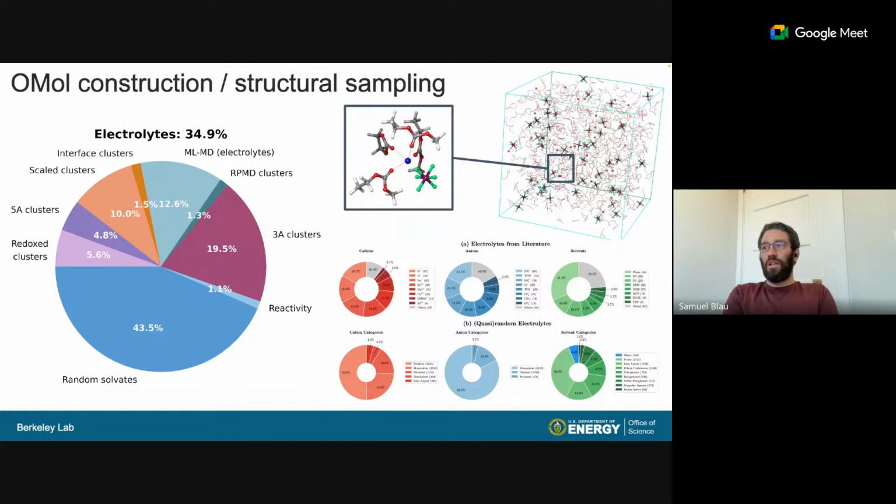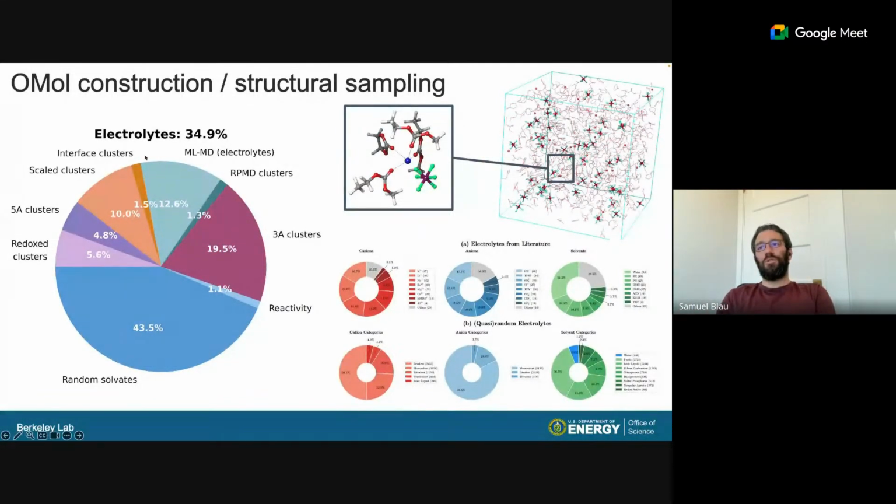We also ran ring polymer molecular dynamics. I again did the AFER pipeline on a whole bunch of electrolyte reactions. We built these random solvates by sticking functional groups together and throwing solvent and ions around them to do a non-MD structural sampling approach.